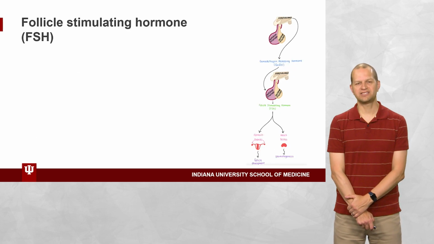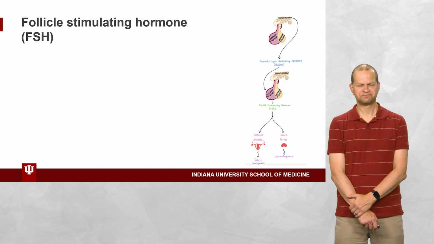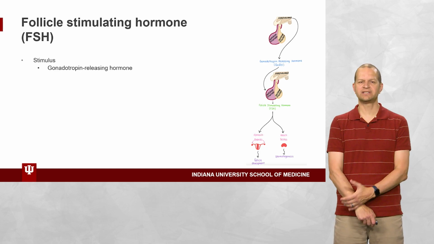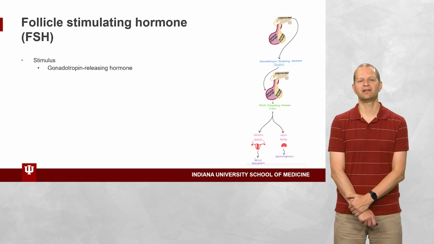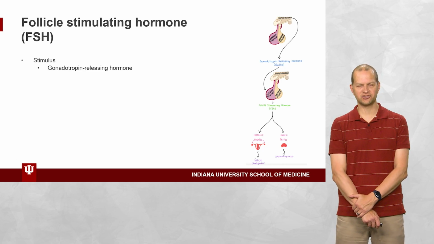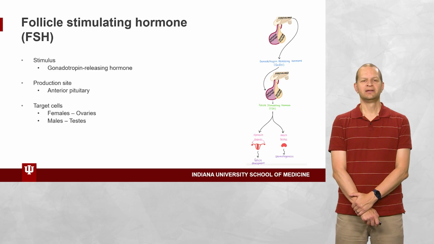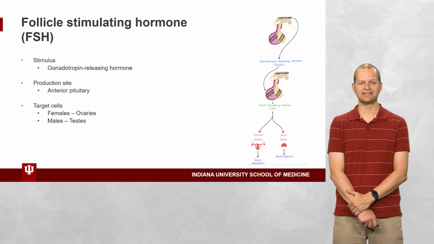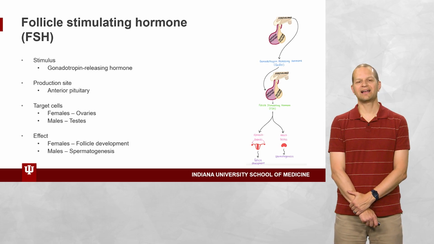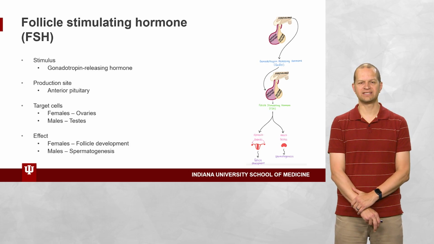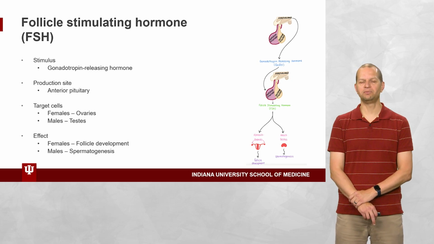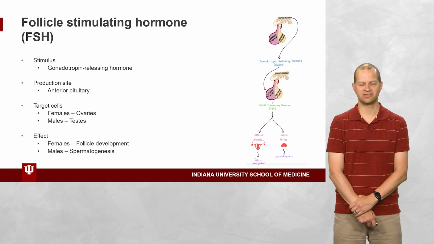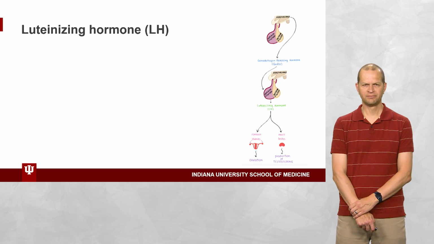Next, we've got follicle stimulating hormone, or FSH. This is also produced in the anterior pituitary. It's stimulated by the release of something called gonadotropin releasing hormone. Sometimes you'll see that as GnRH. Okay, and then follicle stimulating hormone targets the ovaries and the testes. Ultimately, what it does is it causes the development of the follicle, which is a cell or group of cells that help egg cells mature, as well as spermatogenesis, or the development of sperm cells.